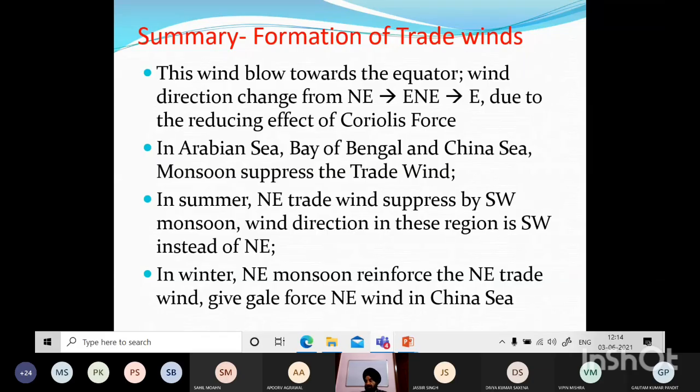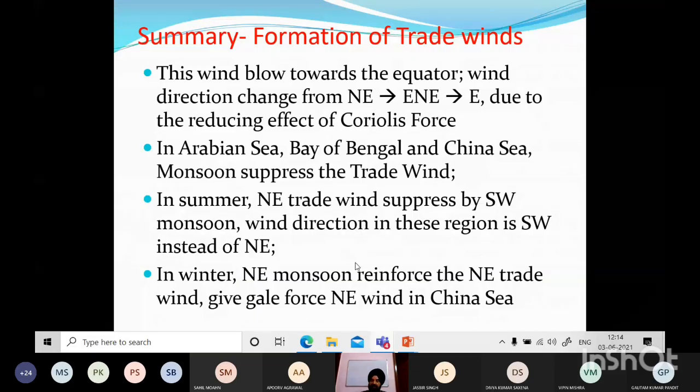So it is the northeast trade, but in summer in these areas, the Bay of Bengal, Arabian Sea, South China Sea, you find the wind direction instead of northeast is becoming southwest because of the landmass heating. And in winter the northeast monsoon reinforces the northeast trade wind, giving gale force.